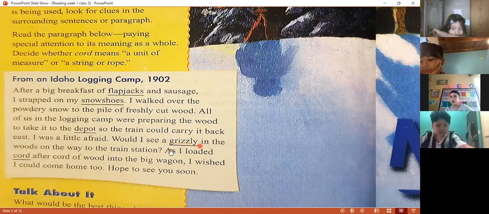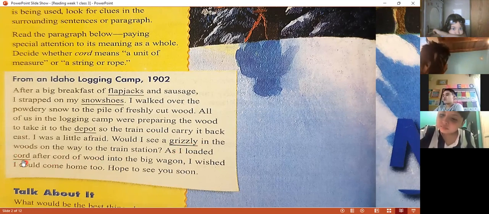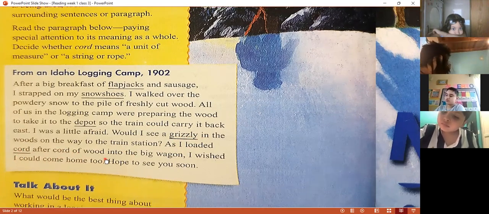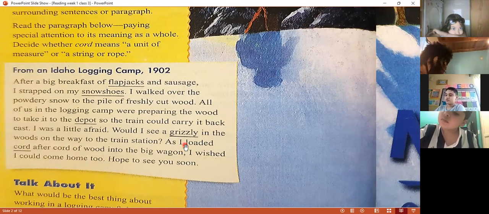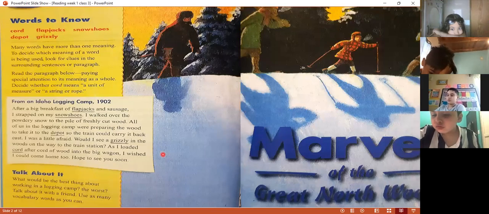Then we say, as I loaded cord after cord of wood. Do you know what a cord is? No. It says I loaded. This person was carrying wood, a cord after cord of wood into the big wagon. So it might be wood, piles of wood.